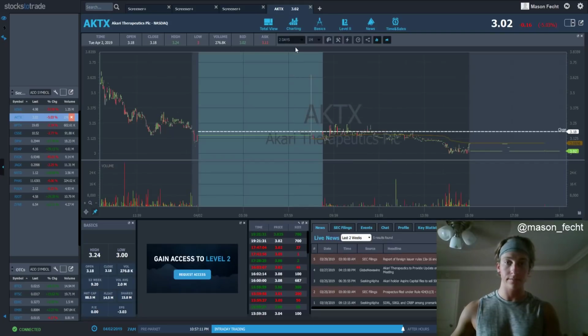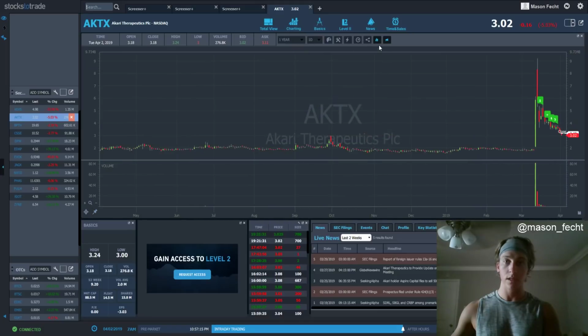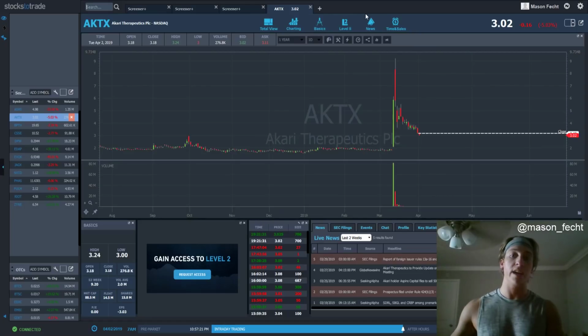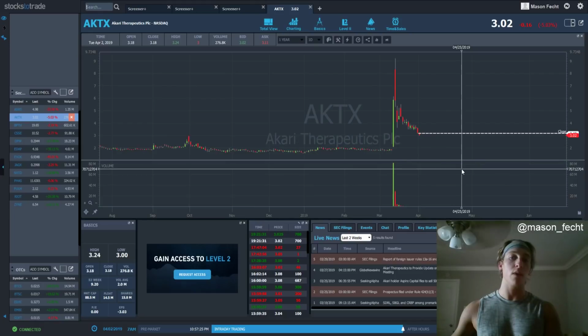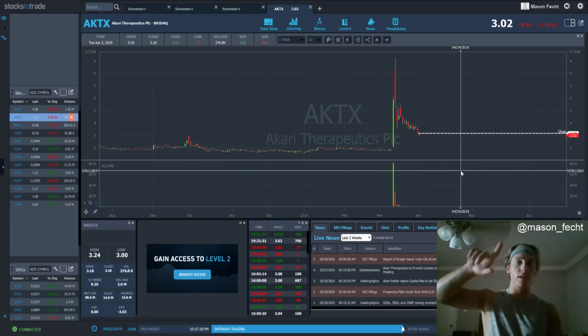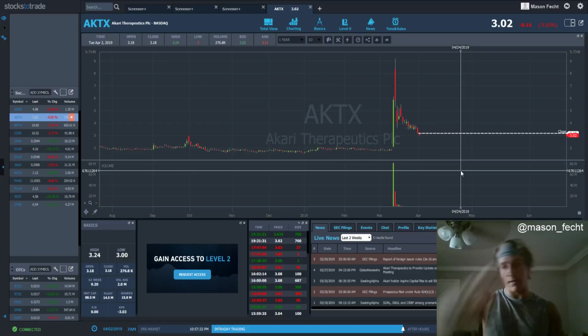AKTX. This is that former supernova. It's just fading slowly. I'll leave it for now, but I'm honestly getting ready to pull it soon just because it's coming down so slowly in price. And as I mentioned in the video yesterday, when a stock goes supernova, I want it to come back down very hard in a short amount of time and then look for a bounce.